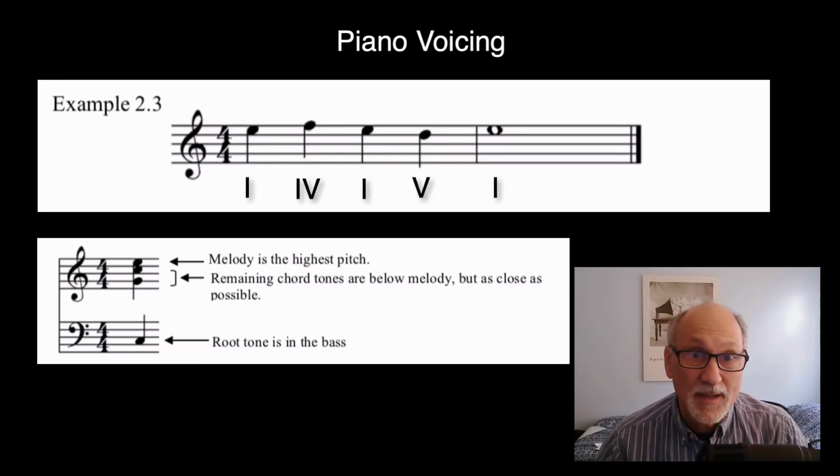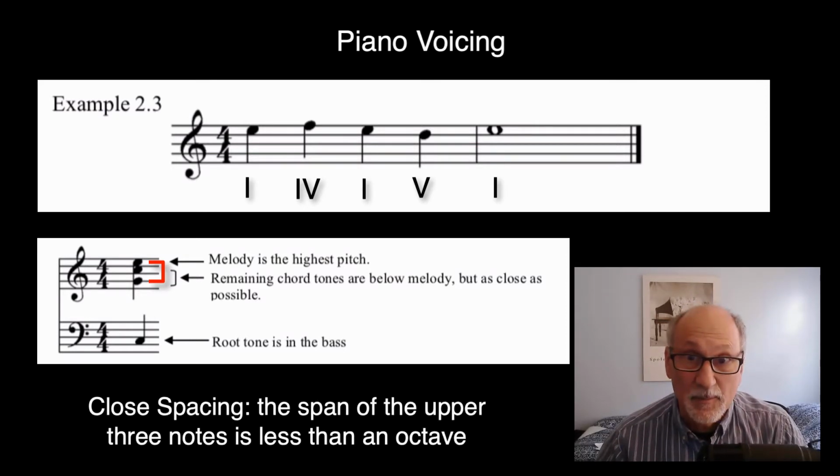Okay, so take a look at the 3 notes in the treble clef. Notice that the distance between the upper note E and the lowest note G is less than an octave. And for that reason, we can say that this chord is in close spacing. So, close spacing is an arrangement of 4 notes in which the span of the upper 3 notes is less than an octave.